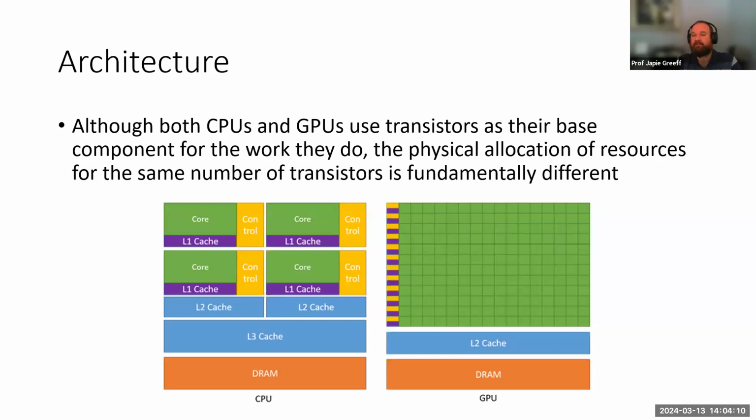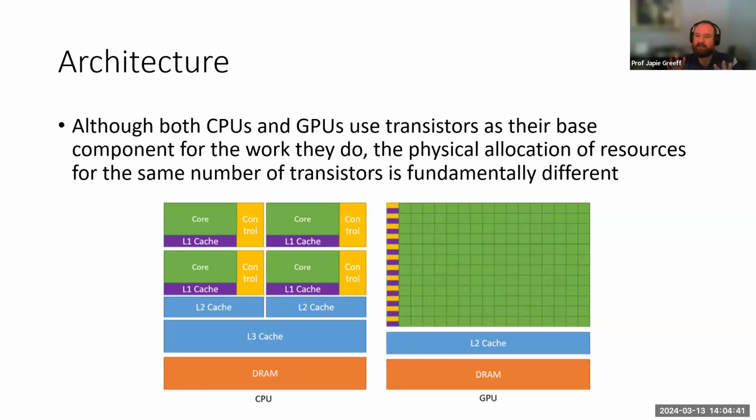In terms of architecture, all of these chips, whether they be CPUs or GPUs, are based on the concept of transistors. This is the base component that is used for basically all logic. The size of the die that each of these chips is built onto is determined by the number of transistors on it. But the physical allocation of the resources in the form of transistors is fundamentally different between CPUs and GPUs.